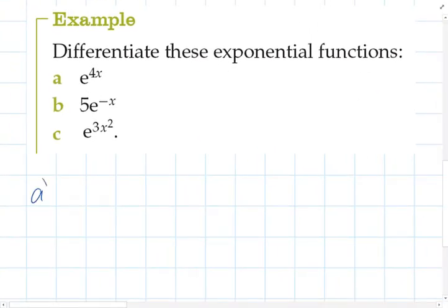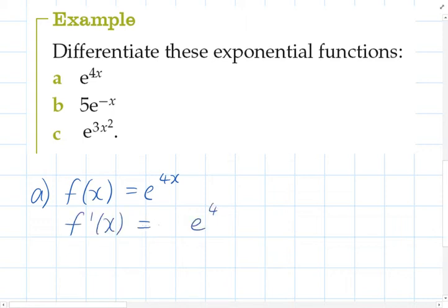So with question A, our function is e to the power of 4x. And so we have to make sure we use the chain rule here when we differentiate. So our derivative, f dash of x, is going to be e to the 4x. But we need to remember that we have to differentiate that function as well and times it. And so we're going to have 4 out the front because that's the derivative of 4x. So that's using the chain rule.